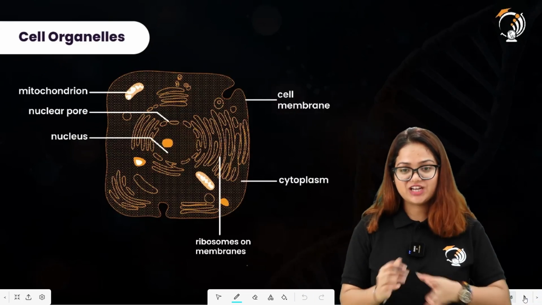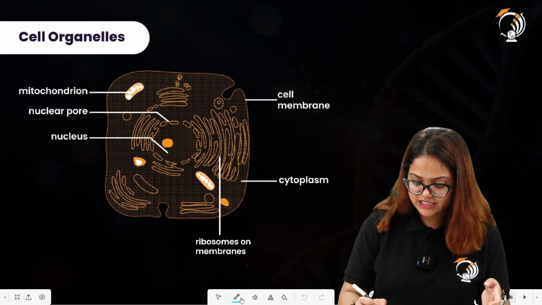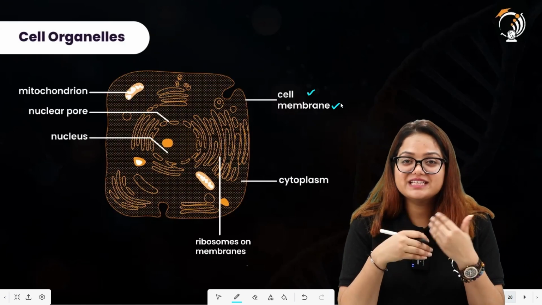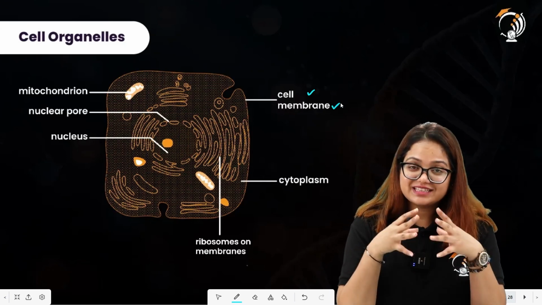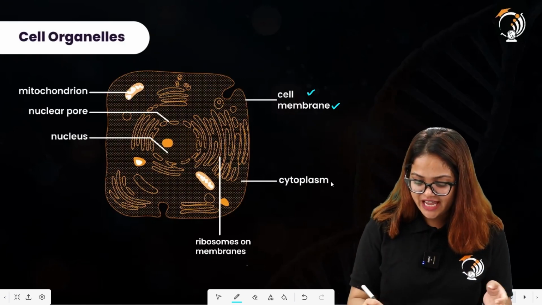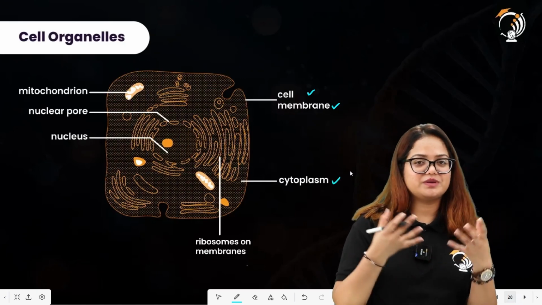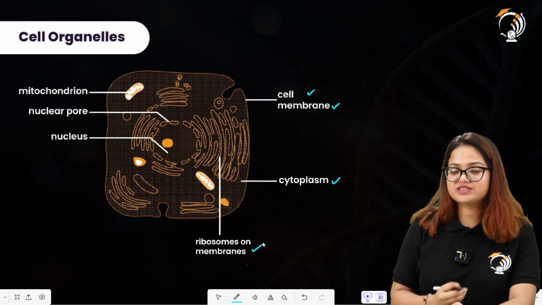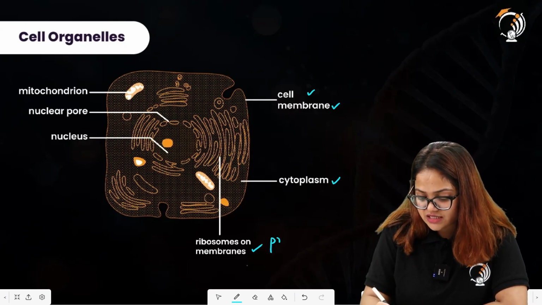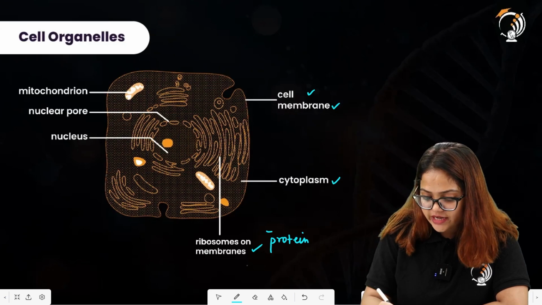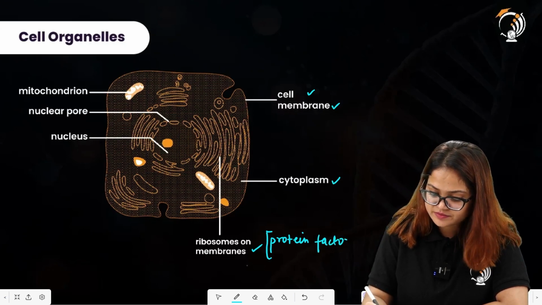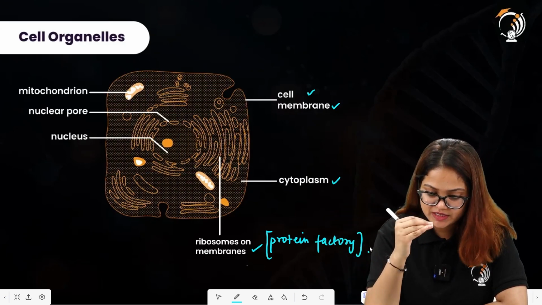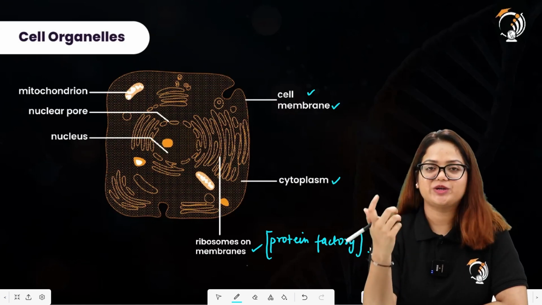So here we have the cell organelles. We have studied about the cell structure, that is the cell membrane. It is selectively permeable. By these slides we are also memorizing each of the terms we have just studied in this session. Then we have the cytoplasm where all the cellular activities occur. Then we have ribosomes on the membrane. Ribosomes are those structures that are responsible for protein synthesis, so they are also known as the protein factory. Then we have the nucleus, nuclear pore, and the mitochondrial region.